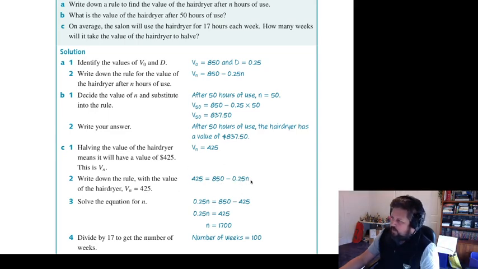Ultimately, we're trying to find out what n is, rearranging, and we get n is equal to 1,700. But because we're using it for 17 hours each week, what we need to do is actually divide it by 17 to get the number of weeks, which is what the question wanted. So dividing this by 17, it's 100 weeks.